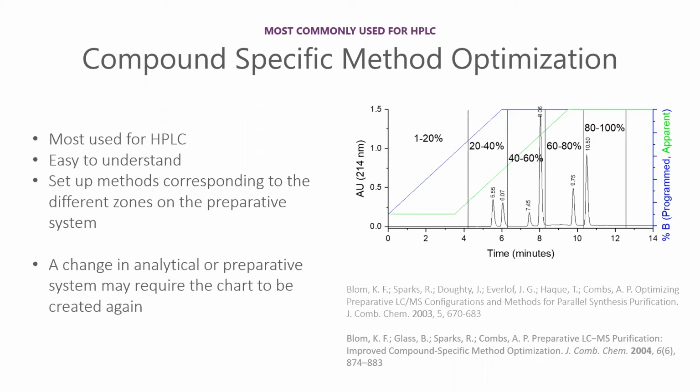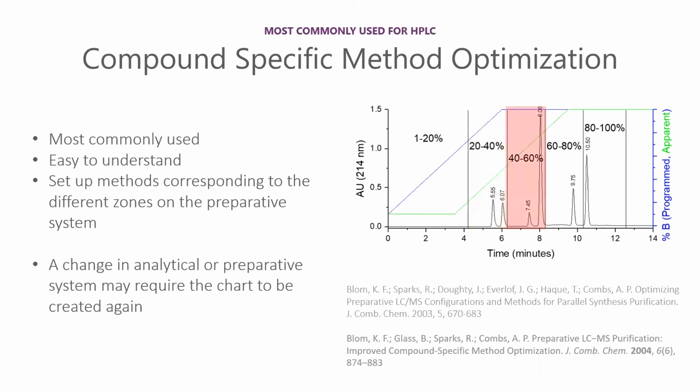With a change in either the analytical or prep system, the zones need to be created again because of differences in dwell and column volume. This means that if you have the zones defined for your preparative HPLC system, they would need to be redefined for your flash chromatography system. You would also convert the prep HPLC methods to column volumes to allow for different flash column sizes.